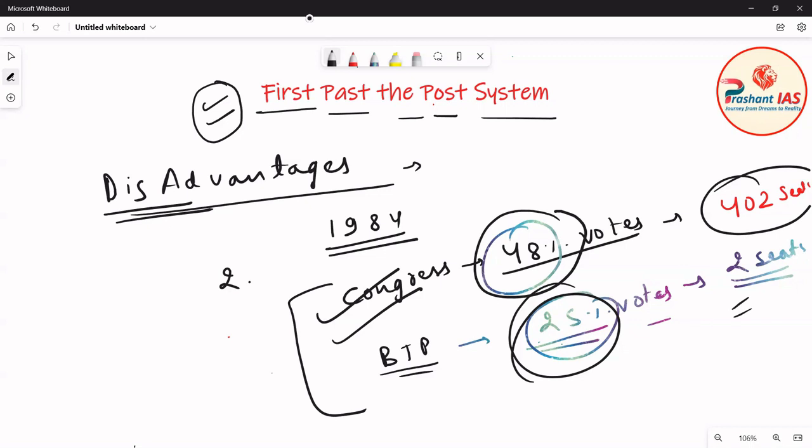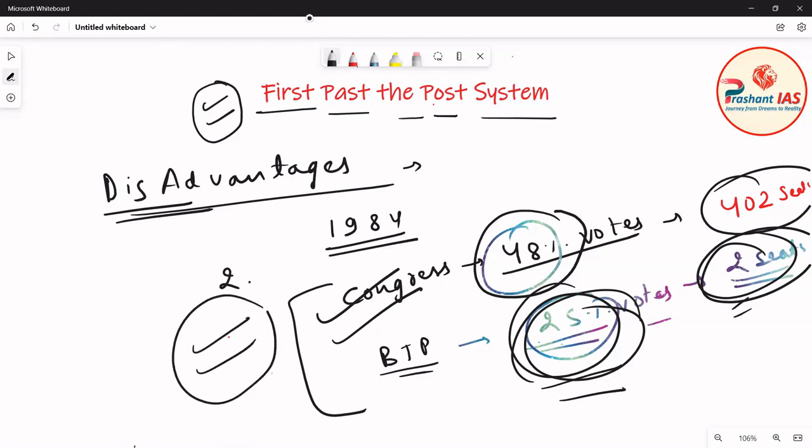So BJP got 25% votes, so the seats must also be equal to that, but it only got 2 seats, means 0.037%. Sorry, 0.37%. So you can calculate on your own. So it will be nearly 0.37%. So this is the biggest disadvantage of this system, that the parties are not getting the seats in the proportion in which they are getting the votes. Some parties are overrepresented, okay, and some parties are very, very underrepresented.